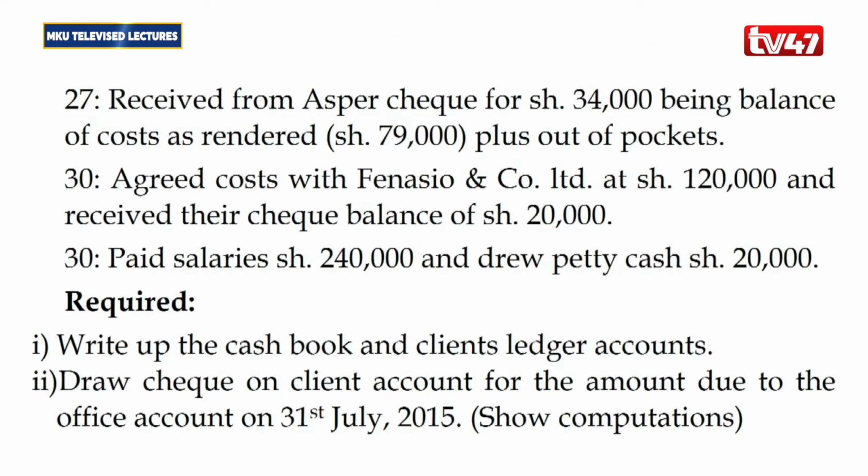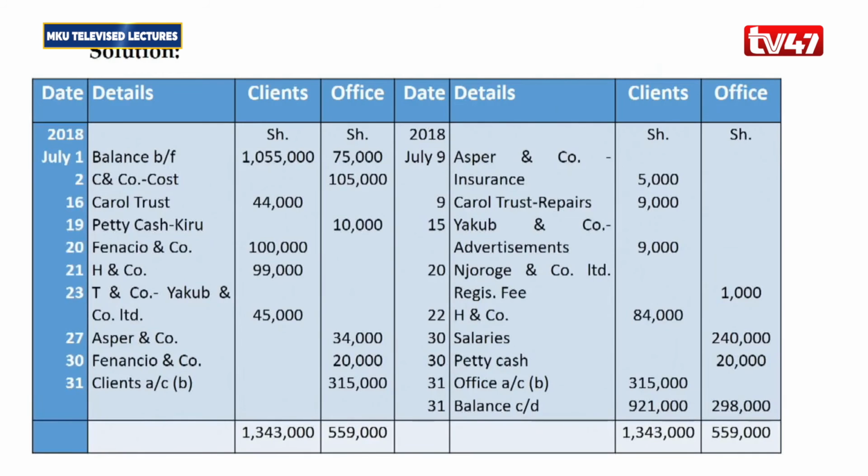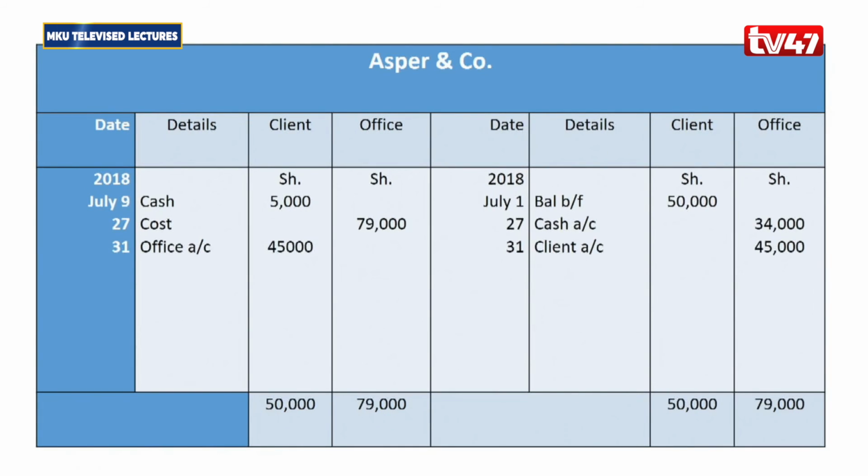Now, yes, we can look at what is received from ASPA, a check of 4,000 being the balance of costs rendered plus out of pockets. We are receiving a check from ASPA being a cost balance of the costs rendered. So when you go to the cash book, where you're receiving that 4,000, you can see it is received there at 4,000, because we're going to debit the cash book, the office. Then, of course, when you go to ASPA, you'll be able to see that 4,000 shillings there, which is being received.